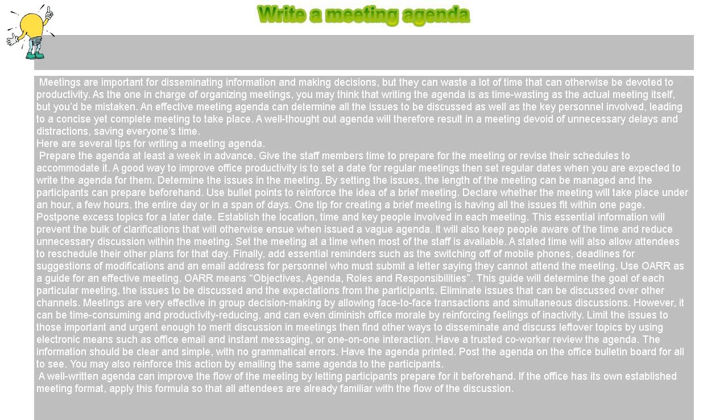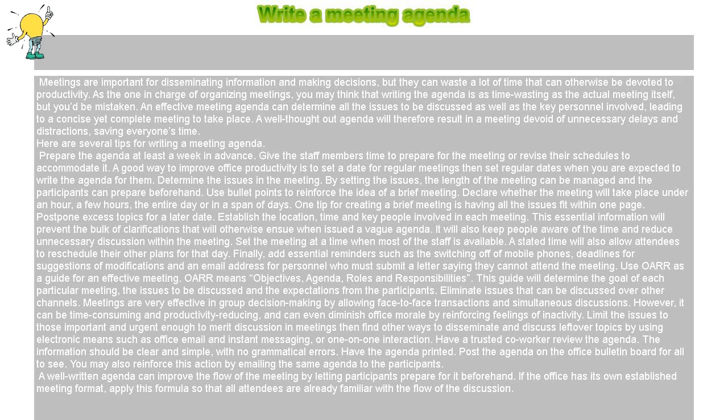Establish the location, time, and key people involved in each meeting. This essential information will prevent the bulk of clarifications that will otherwise ensue when issued a vague agenda. It will also keep people aware of the time and reduce unnecessary discussion within the meeting.